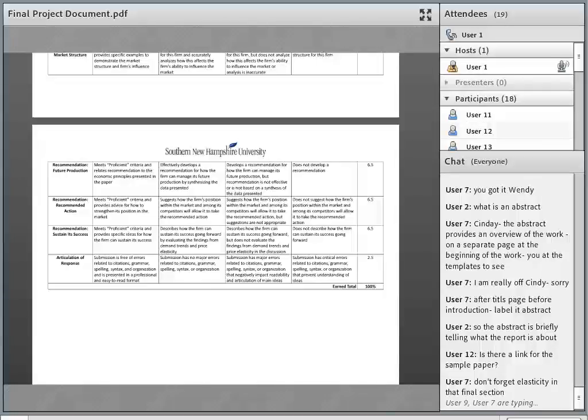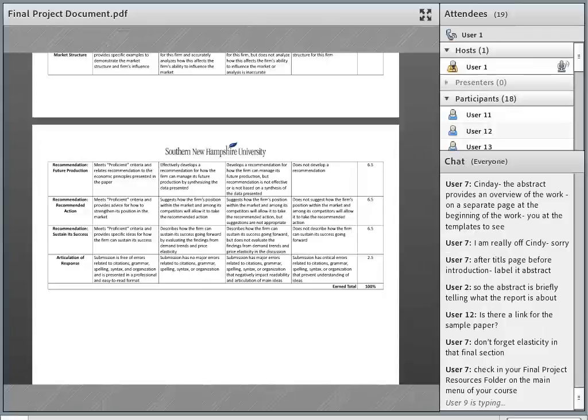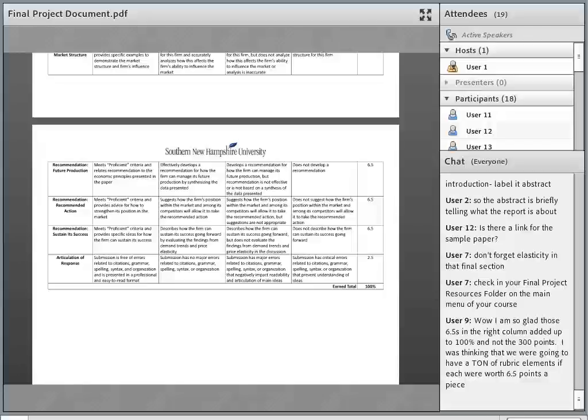Yes, and Ellen mentions, don't forget elasticity in that final section. Yeah, so this final recommendation, sustain its success, does want you to more specifically look at trends in demand and the price elasticity of demand for your product. So the price elasticity of demand has implications for pricing, but also maybe the kind of product or service that your company provides.